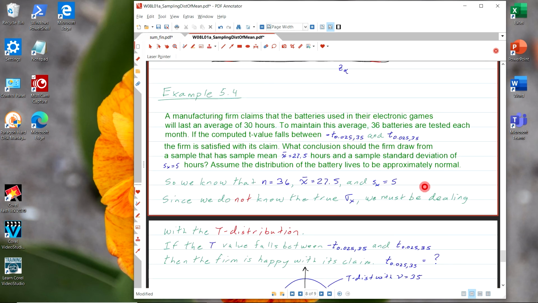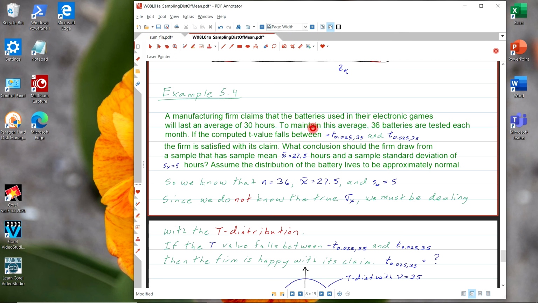Okay, so let's conclude with another example. Let's suppose a manufacturing firm claims that the batteries used in their electronic games will last an average of 30 hours. To maintain this average, 36 batteries are tested each month. If the computed t value falls between minus t 0.025 with 35 degrees of freedom, so that's n minus 1, and t 0.025 with 35 degrees of freedom, the firm is satisfied with its claims.